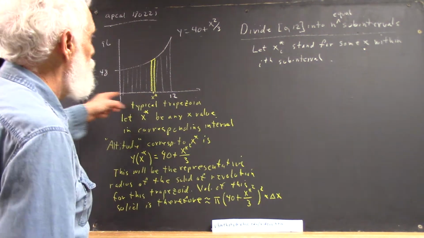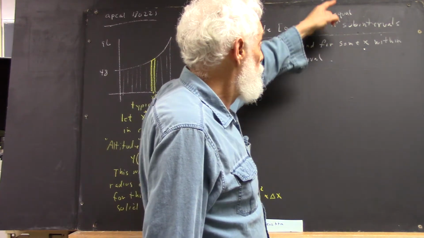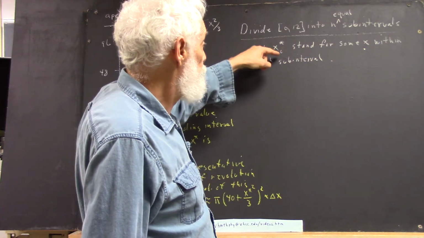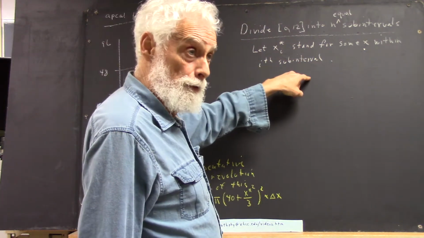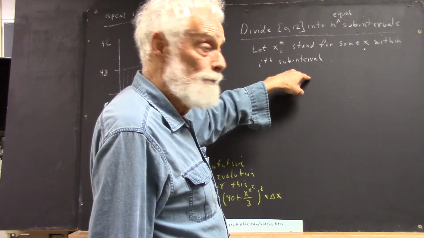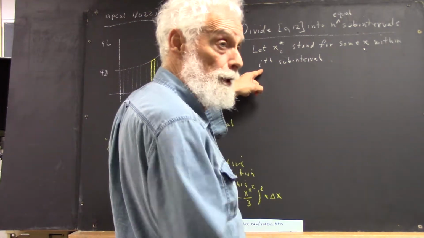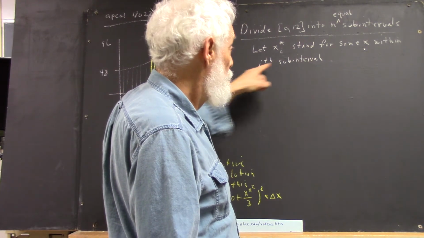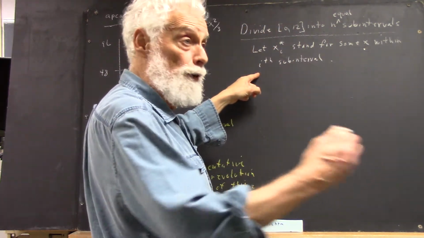Okay, so just as we did here, again, take the interval 0 to 12, divide it into n equal subintervals. And we're going to let x sub i star stand for some x within the ith subinterval. Now there are n subintervals, so i is some number between 1 and n, right? Okay? And if we have 1,000 subintervals, then i would be some number between 1 and 1,000.